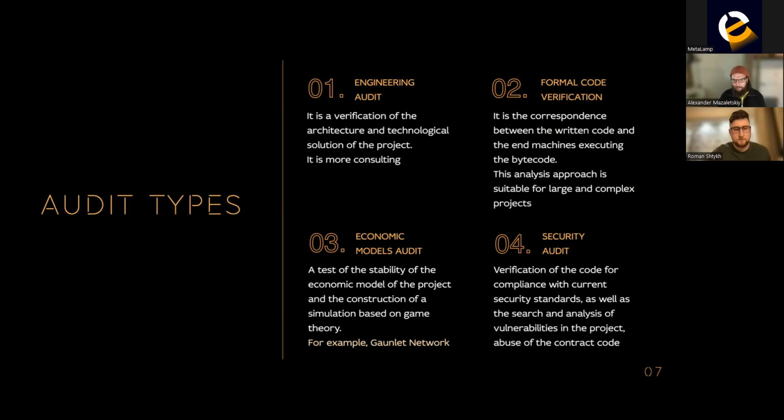Audit of economic models is a check of the stability of the economic models of the project and the construction of simulation based on game theory. For example, this is what the Gauntlet network does. And finally, security audit. What do we do at Oxorio? Verification of the code for compliance with the current security standards, as well as the search and analysis of vulnerabilities in the projects, abuse of the contract code.